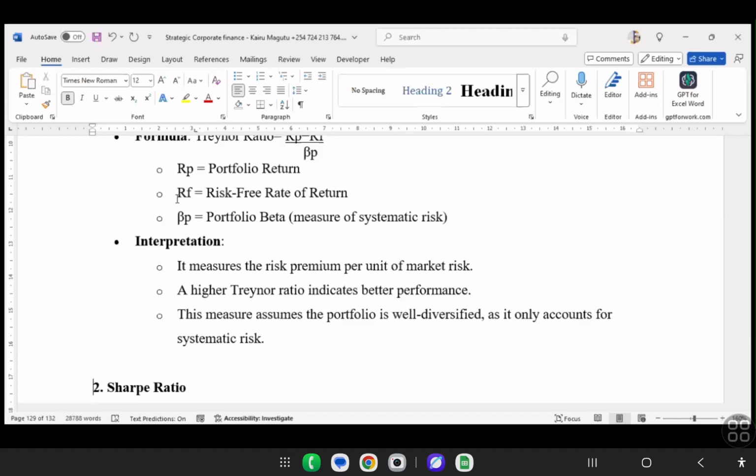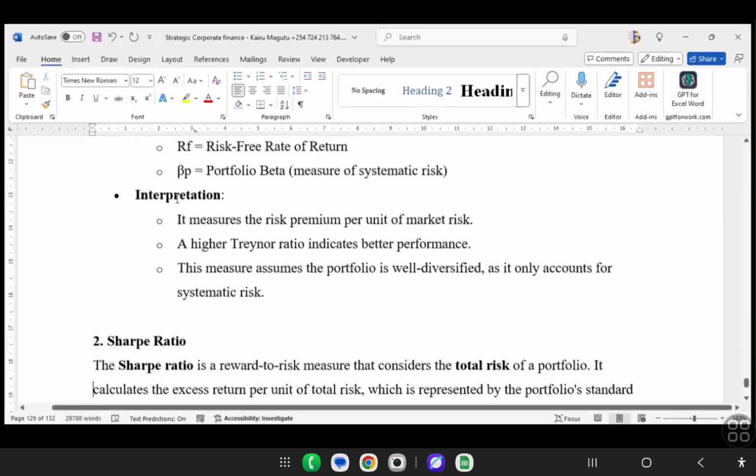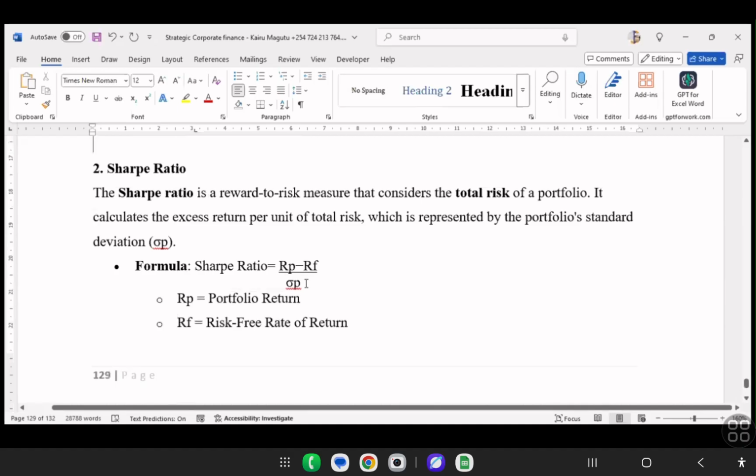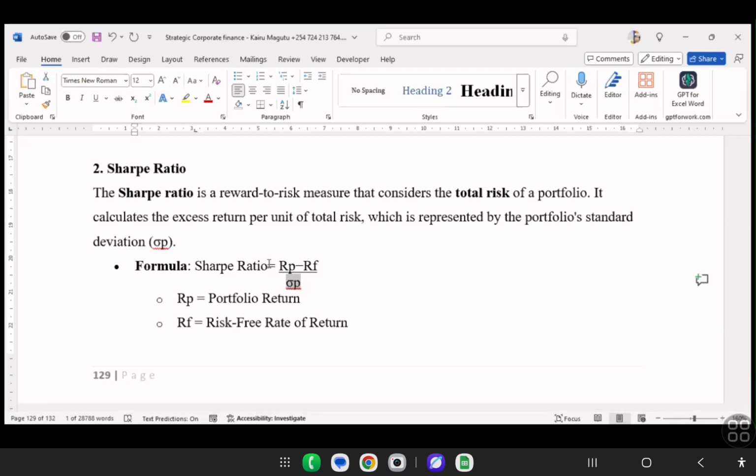The next one is Sharpe's. The difference between Sharpe's and Treynor is that Treynor uses beta, Sharpe's uses standard deviation. If you look at it, they are the same. The only difference is that Sharpe's uses the standard deviation, Treynor uses the beta. So the Sharpe's ratio is a reward to risk measurement that considers the total risk of a portfolio. It calculates the excess return per unit of the total risk, which is represented by the portfolio standard deviation risk.